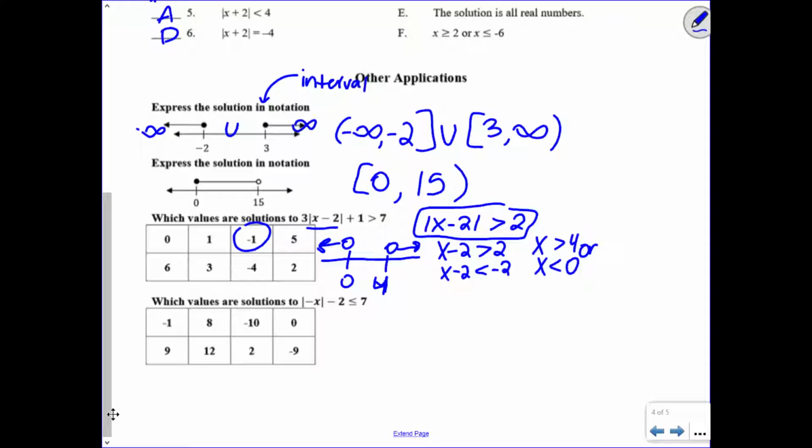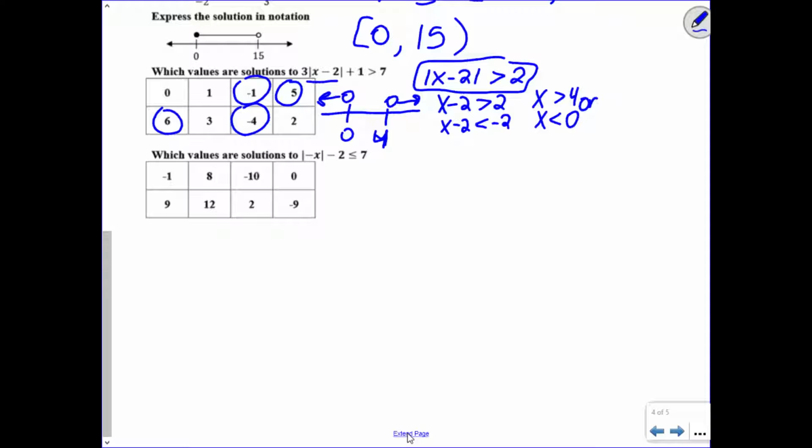Okay, so that's 1. What about 5? 5 greater than 4? Cool. What about 6? Yeah, 6 greater than 4? Does that work? What about 3? No, 3 is in this gap area that we didn't include in our solution. What about negative 4? What about 2? So you guys can see with the visual, but double check on whether the numbers are in this gap that is not our solution, or they're on either side of the group. Okay?